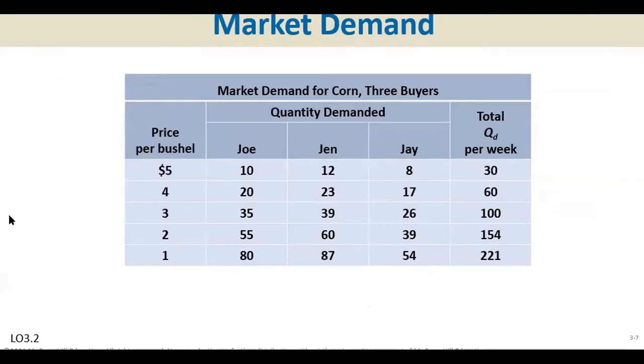Okay, so now moving from individual demand to market demand. In our simplistic example here, the first column has the prices, and you have the quantity demanded by each individual on the market. Assuming that we have only 3 individuals on the market, Joe, Jen, and Jay, they each express a different quantity at each price level. The summation of these quantities at each price level gives you the market demand per week for corn. So at 5, altogether they express a demand of 30. At 4, they express a demand of 60, and so on.